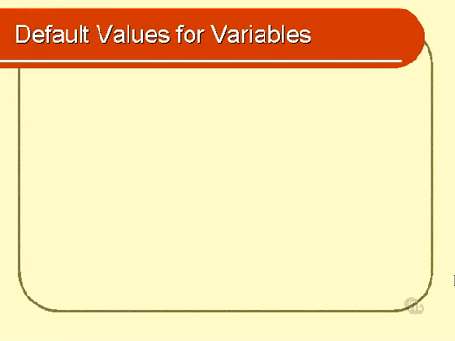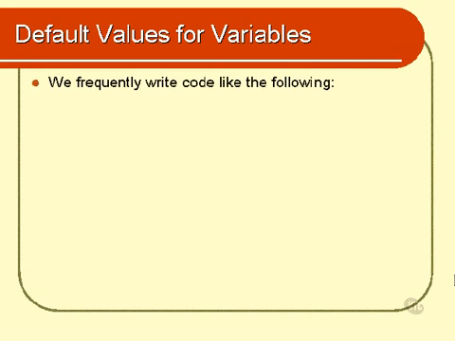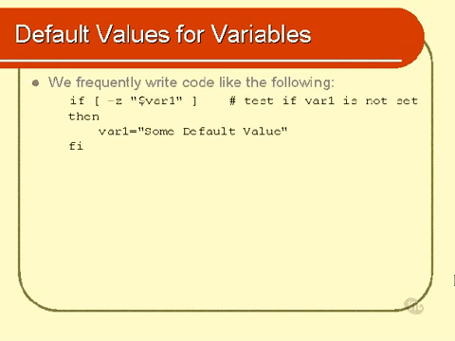This module describes a simple shortcut that you can use for setting default values for variables. Now, you often find yourself writing code that looks like the following. Test to see if a variable is set. In this case, test to see if var1 is set. Or in this case, test to see if it's not set. And if it's not set, then set it to its default value. We frequently need to do that. Now, there is actually a shortcut for all of those 4 lines, and it is just the following.